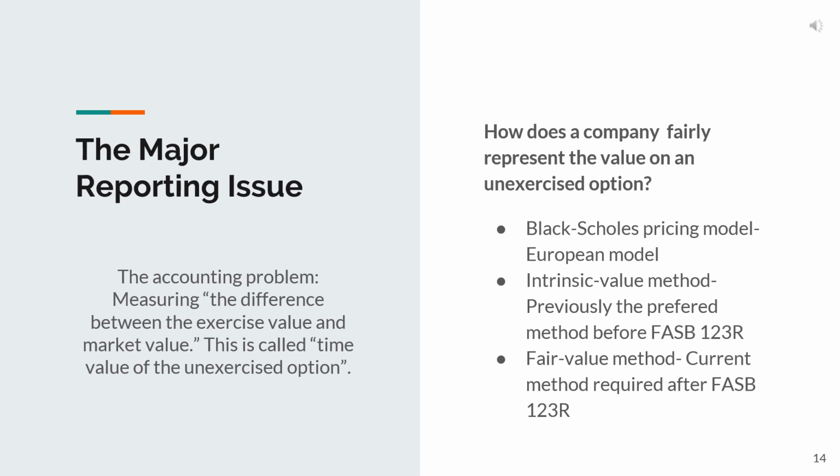Then there's also the fair value method, which uses an acceptable option pricing model to value the options at the grant date. These models take into account several factors that determine the option's underlying value. This is the current method that is required after FASB 123R.